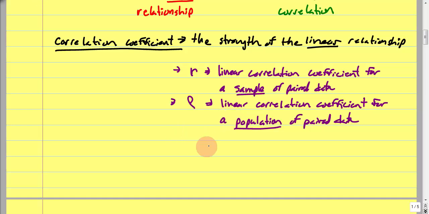Now, another important characteristic of the linear correlation coefficient, r, is it's always between -1 and 1. So again, this means between. Now, 1 would be a perfect positive linear correlation.